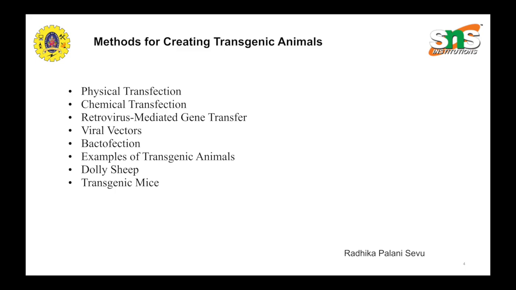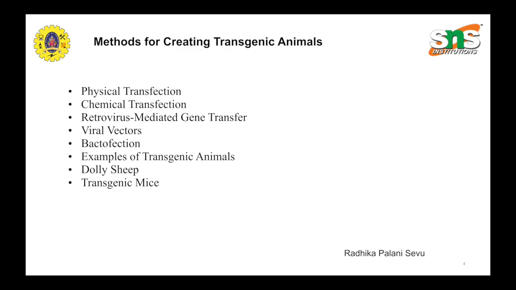The next method of developing a transgenic animal is the viral vectors. Viruses are used to transfect rDNA into the animal cell. The viruses possess the ability to infect the host cell, express well, and also to replicate efficiently. Bacterial transfection is the process by which the gene of interest is transferred into the target gene with the help of bacteria.